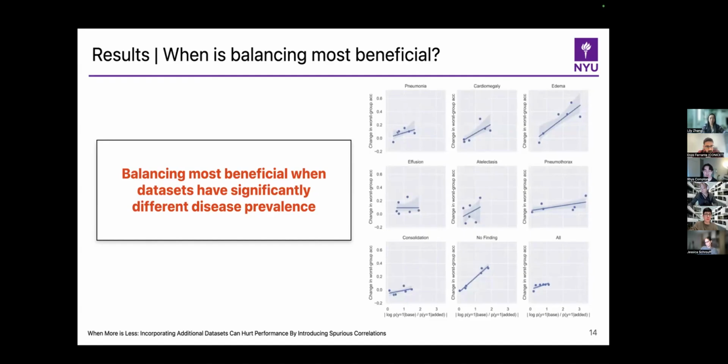And so, the y-axis is the relative difference in performance from balancing. So, a positive slope here means that as the difference in disease prevalence between the two hospitals increases, balancing becomes more beneficial.